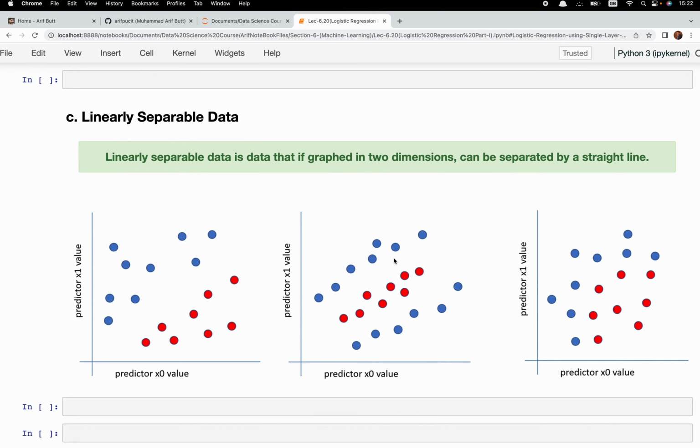Okay, my dear students, one of the main requirements of logistic regression is that the data has to be linearly separable. Let me describe this concept with the help of this image. These three graphs show geometric representation of three different data sets having two input or predictor variables, x0 along the horizontal axis and x1 along the vertical axis.